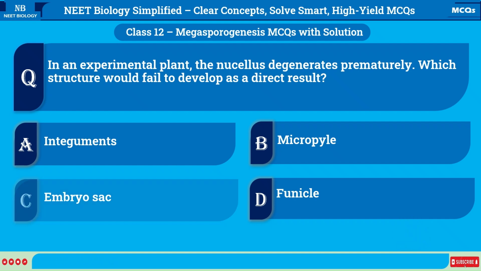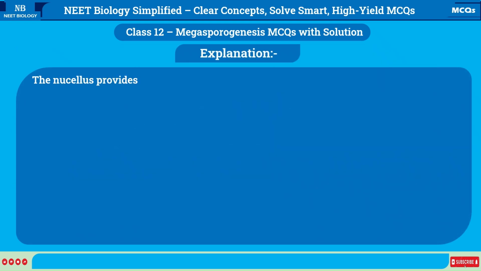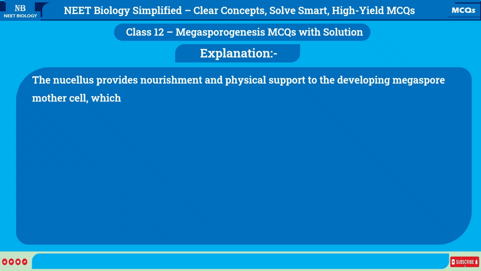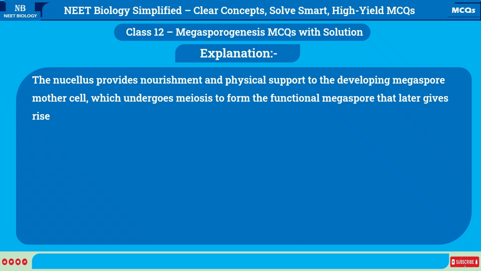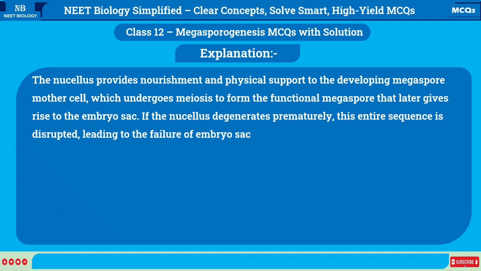Correct answer is C. Embryo sac. Explanation. The nucellus provides nourishment and physical support to the developing megaspore mother cell, which undergoes meiosis to form the functional megaspore that later gives rise to the embryo sac. If the nucellus degenerates prematurely, this entire sequence is disrupted, leading to the failure of embryo sac development.